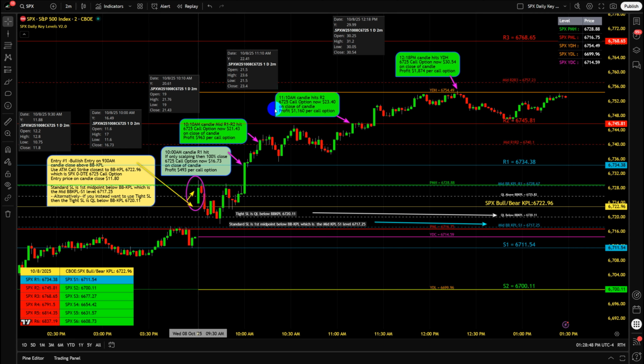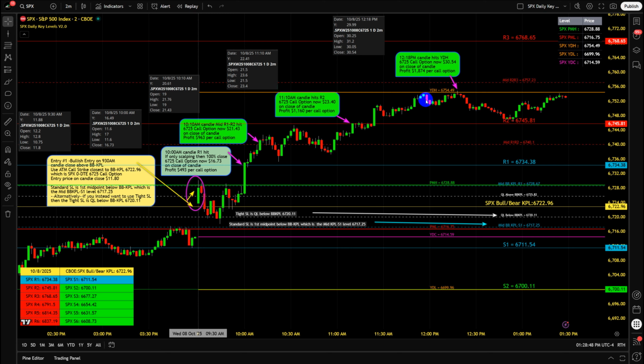Okay, so here at 11:10, SPX hits the R2 level. So this would be your ideal 2-level move for 100% closeout or adjustment. The 67.25 call option is now 23.40 on this candle close. As you can see, the candle just closed slightly above it. So it touched and then closed slightly above it. So now this option is 23.40 on the close of this candle, and the profit is now $1,160 per call option.